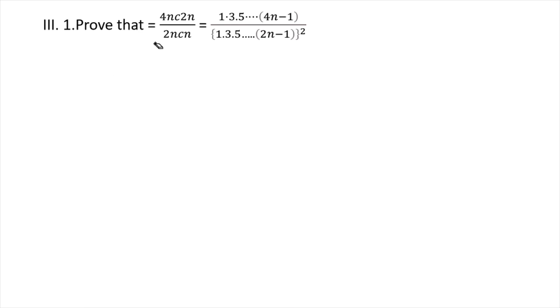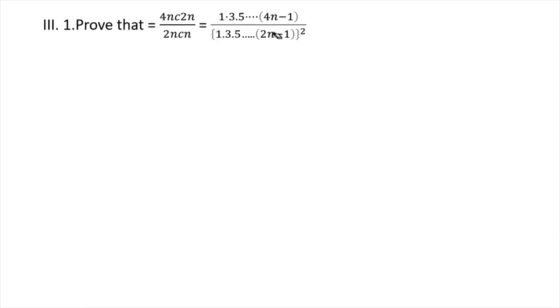And the next question is like this. Prove that 4n choose 2n upon 2n choose n is equal to 1 times 3 times 5 so on up to 4n minus 1 upon 1 times 3 times 5 so on up to 2n minus 1 whole squared. I repeat: 4n choose 2n upon 2n choose n is equal to 1 times 3 times 5 so on up to 4n minus 1 upon 1 times 3 times 5 so on up to 2n minus 1 whole squared.